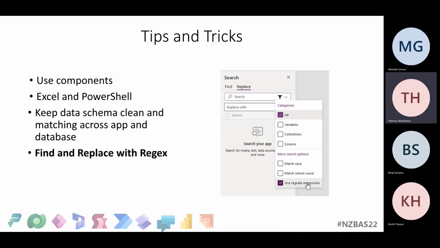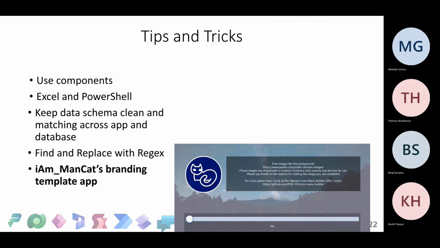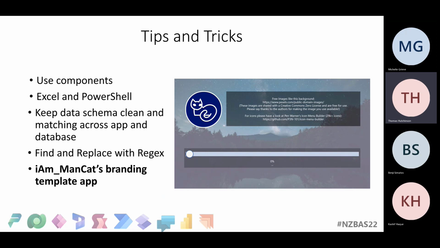Find and replace with regex. This new replace bar in Power Apps saved me a lot of time because heaps of those sections had to be repeated up to 4 times, because if you look at a power pole, it can have up to 4 arms, so they inspect the same thing 4 times. Being able to copy and paste and then rename stuff with regex was awesome. And I used Imran Mancat's branding template app. That must have saved me heaps of time with the branding.